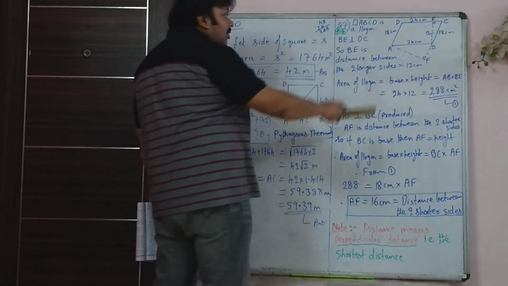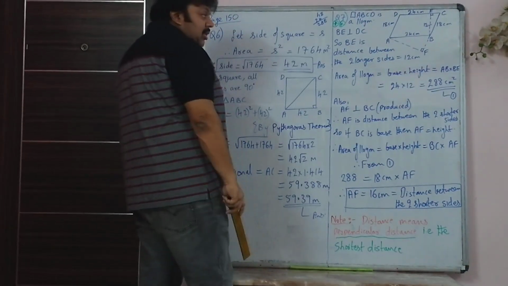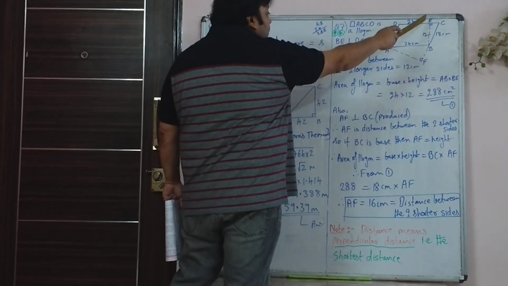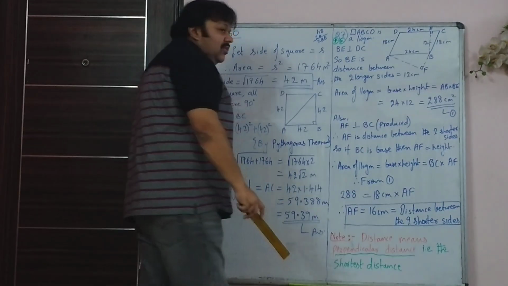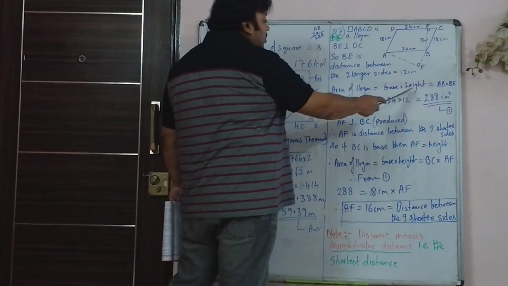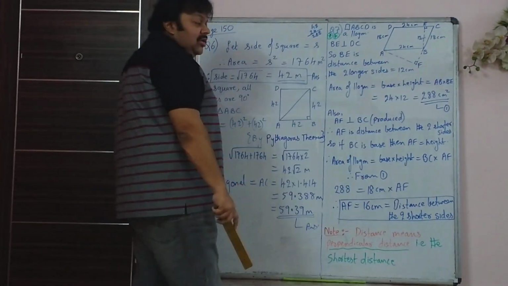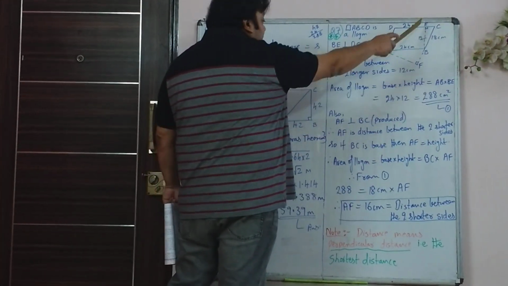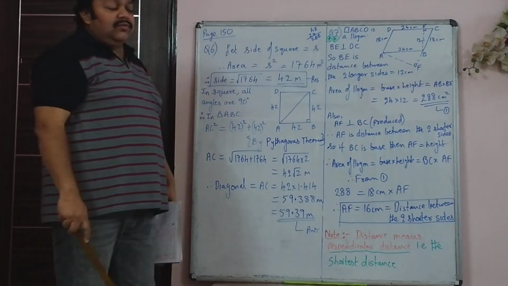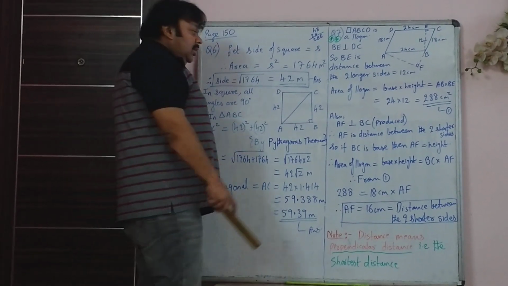I can show BE, I could have even drawn from D a perpendicular to AB. So I have preferred to show from B. AB is the base, then BE will be the height. The area of a parallelogram is base into height. So if you consider AB as the base, the longer side as the base, then BE is the height. So you get the area as 24 into 12 or 288 centimeter squared.